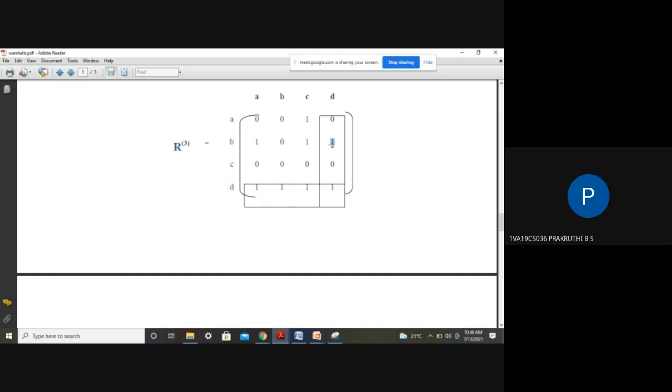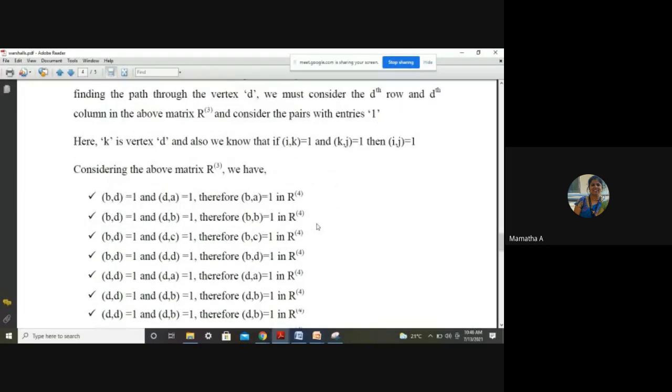DA, DB, DB, then DC, DC, then maybe DD, ma'am. DD also, because this is common to both the column and the row, right? So you have to combine this with all four ones in the row. Okay, so you can see BD equals 1, BD equals 1, so I have combined with DA, DB, DC, DD. And executing the same to update in R4. BA is 1, BB is 1, BC is 1, BD is 1.